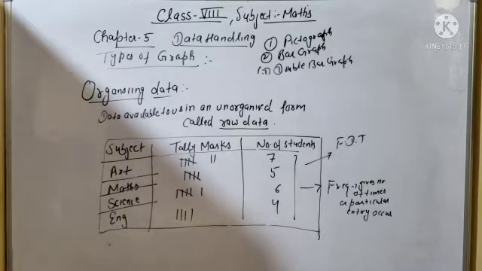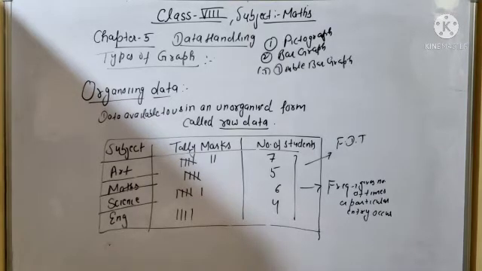First of all, you have to organize your data. When you get any data, you get it in an unorganized manner. This type of data is called raw data, meaning unorganized data. So first of all you have to organize it, and write the data in an organized form. How will you write it? Like a table, with subjects, tally marks and number of students. This complete table is called the frequency distribution table.